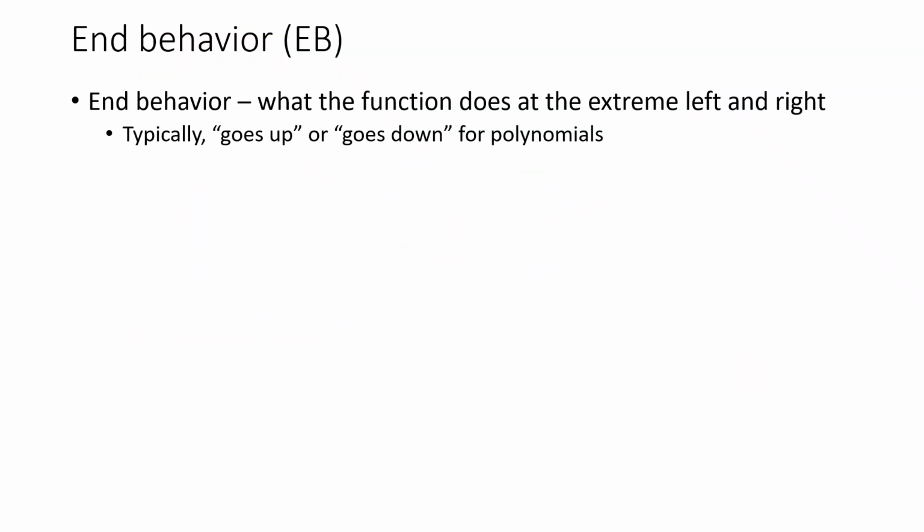Okay. Now, end behavior, which I will often abbreviate EB. End behavior is what the function does at the extreme left and the extreme right. Typically it goes up or goes down for polynomials. So when we say end behavior, what we mean is: as I move further and further to the left and move past all the other things that might be happening, what does the polynomial do? Does it head up as it goes off the left end of my coordinate plane, or does it go down? And the same for the right-hand side.